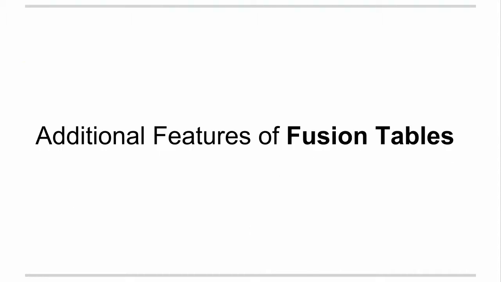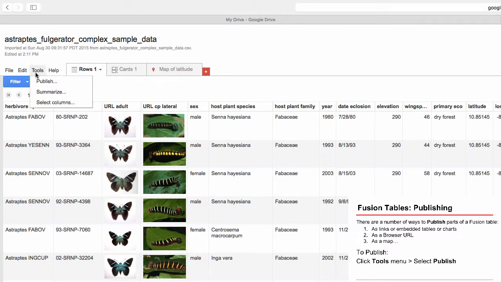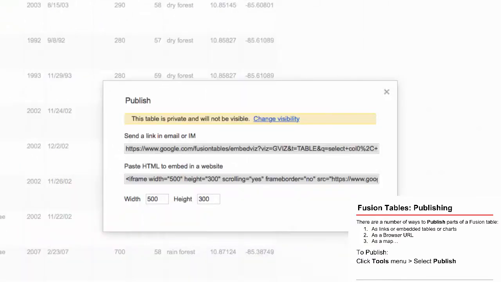Additional features of Fusion Tables. Like any other document in Google Drive, Fusion Tables features are similar. One interesting feature is the ability to publish a chart, map, or visualizations to a website. To publish Fusion Tables, there are a number of ways you can publish specific parts of your Fusion table: as a link or embedded chart or table, as a map, as a browser URL, as an embeddable link for inclusion in a web page, etc. So to publish, you only have to click the Tool menu, then select Publish. A link to the map, chart, or table, etc. will be provided and can be embedded and used.